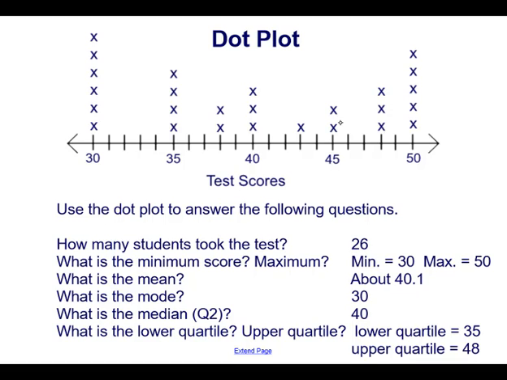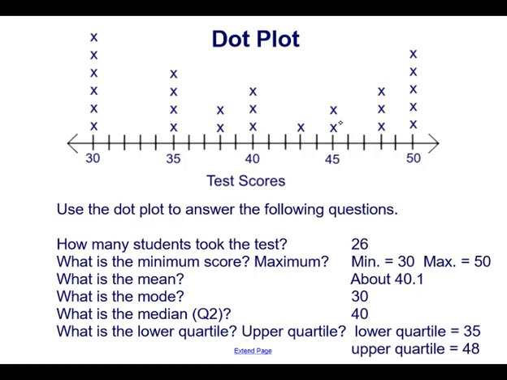The mode is 30, because the mode is the most amount of X's. The mode is very easy to see in a dot plot because you can just see which number has the most X's above it. The median is 40. It's a little harder to see.